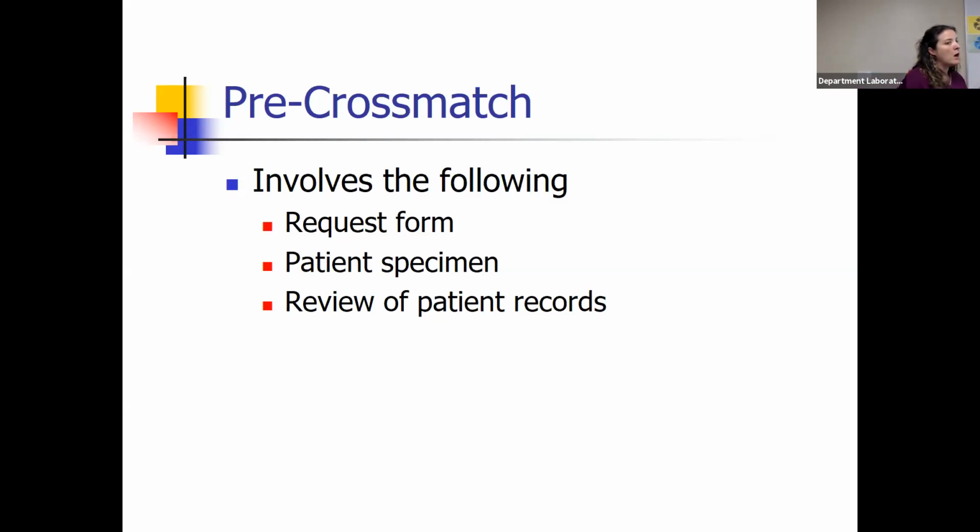In BloodBank, we will always look for a history check on our patient. Do we already have a type on file? Does this patient have any previous antibodies? Has he been transfused within the last 3 days, 3 months? All right.